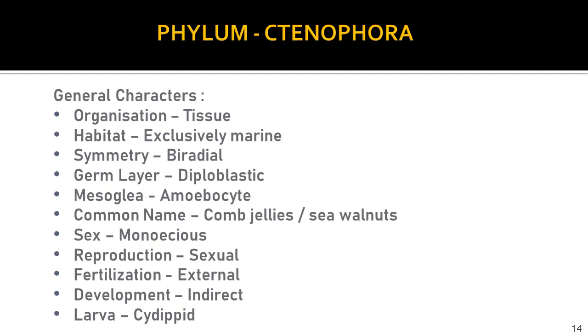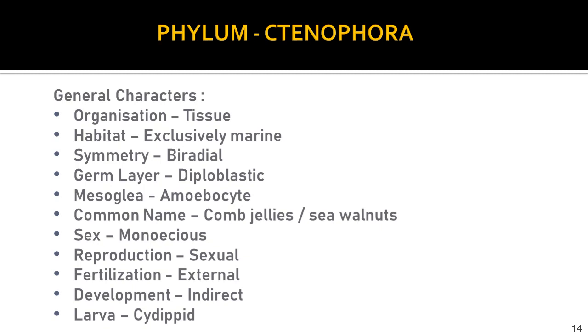It's monoecious. What do we mean by monoecious? Mention it clearly: sexes are not separate. There is no male and there is no female; only a single organism is there. So the male and the female gametes are produced from the same organism. There are no separate male and female organisms. Clear? Okay.